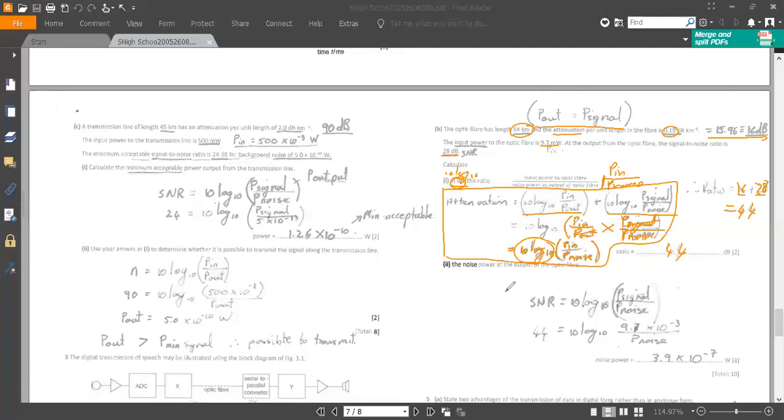Now, calculating the noise: we have the signal power, the power of the signal. We have the signal to noise ratio, and you can calculate the noise power. This is how I understood it best. Hopefully it makes sense to you as well.